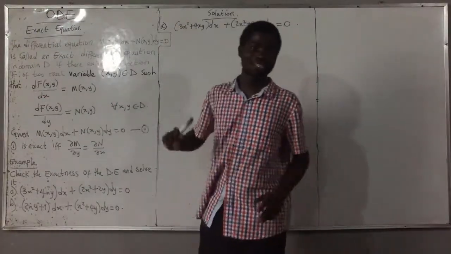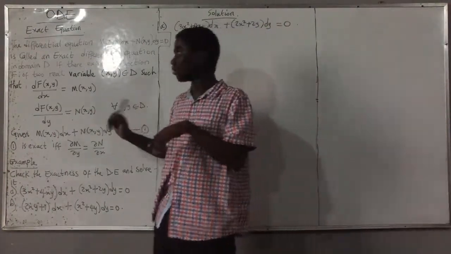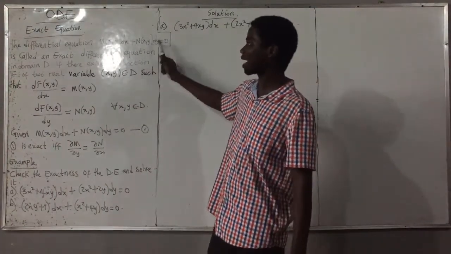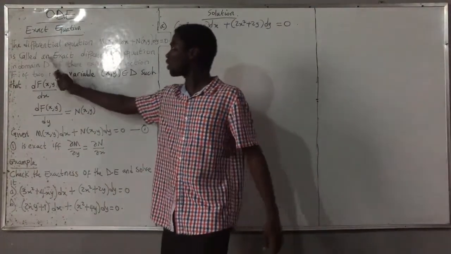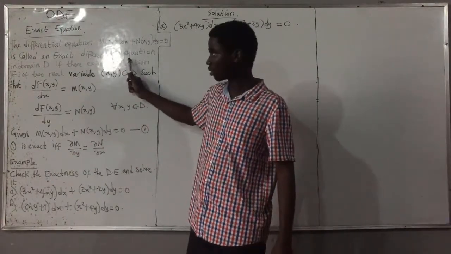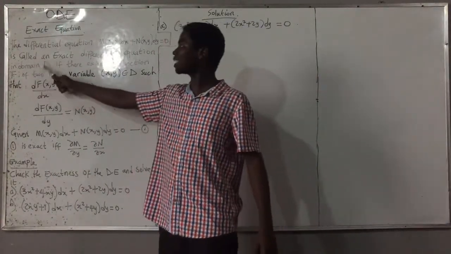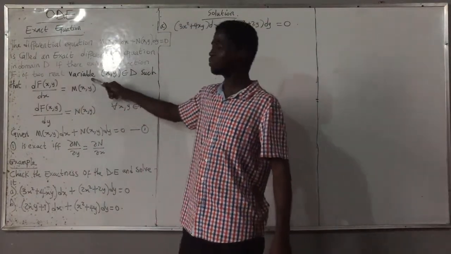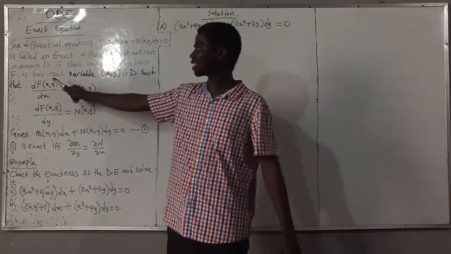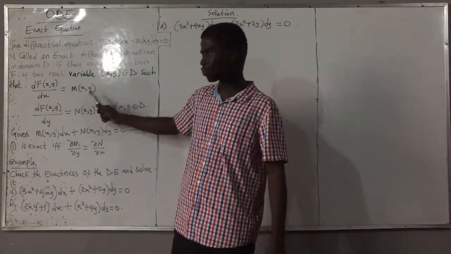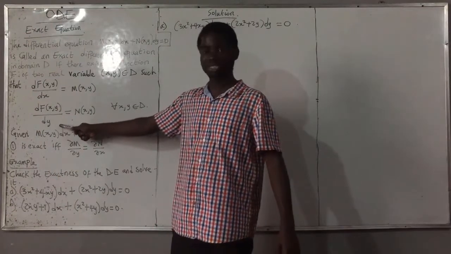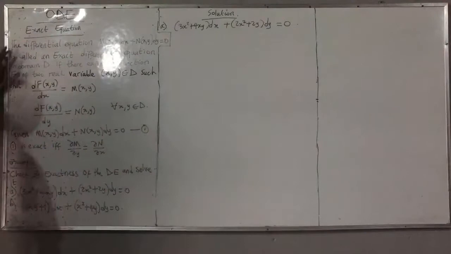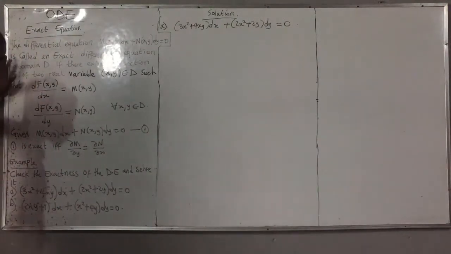Yes, now exact equation. We are now on exact equation. Now the differential equation M(x,y) dx plus N(x,y) dy equals 0 is called an exact differential equation in domain D if there exists a function f of two real variables x and y in D, so that the partial of f with respect to x equals M of x,y and the partial of f with respect to y is N of x,y for all x,y in this domain. Now this is just the definition of an exact differential equation.